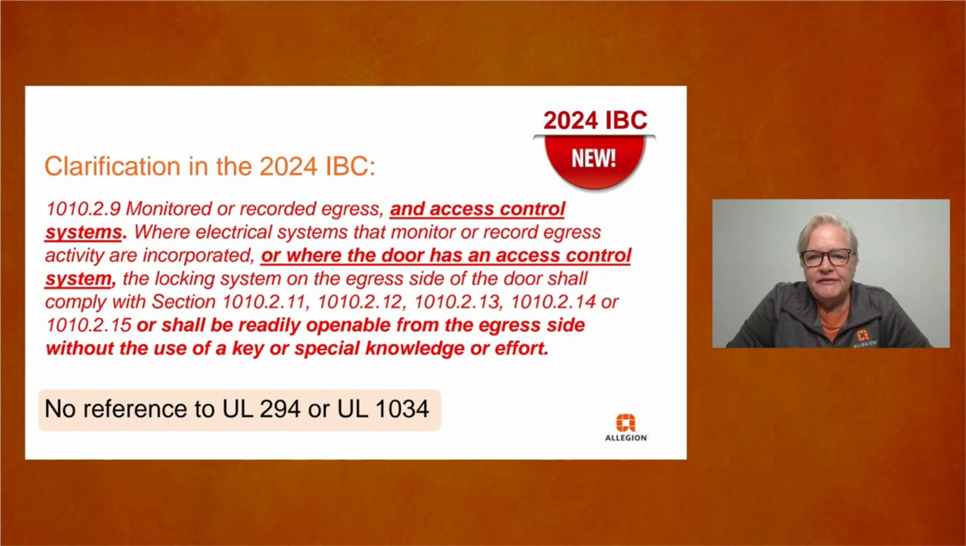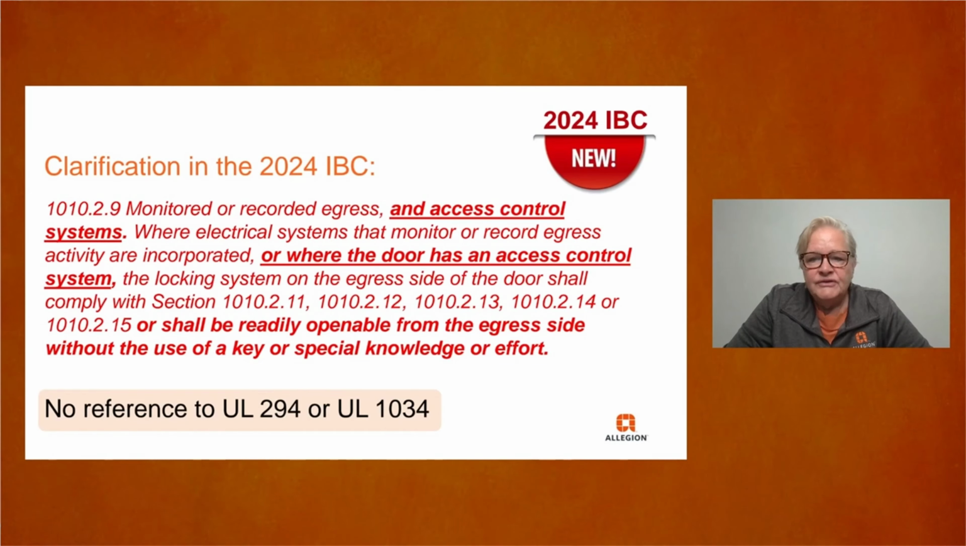So in the 2024 edition, this section was modified to include doors with access control systems. So instead of just monitored or recorded egress, now we have a section to point to for doors with access control and free egress. So as long as these doors are readily openable from the egress side without the use of a key or special knowledge or effort, the special locking arrangements sections don't apply.